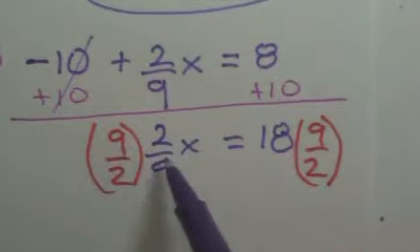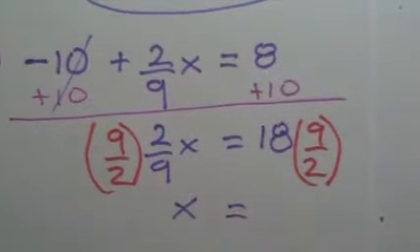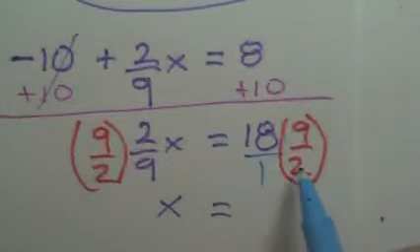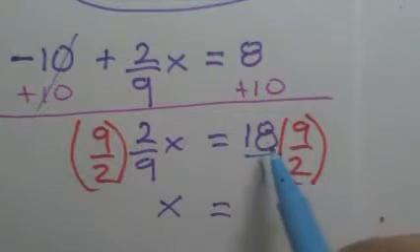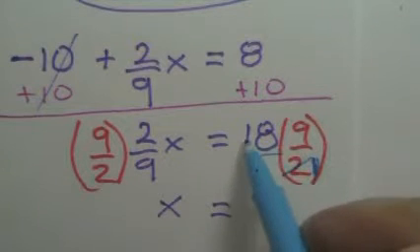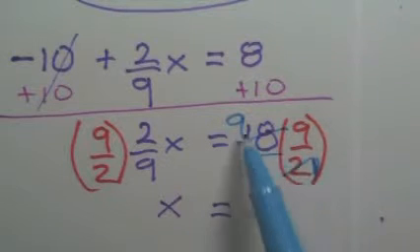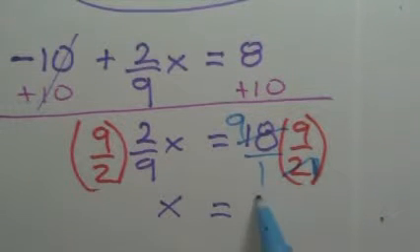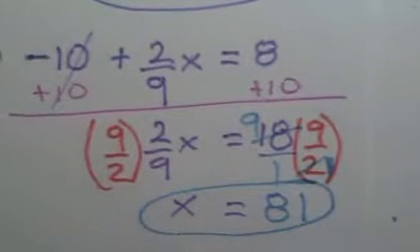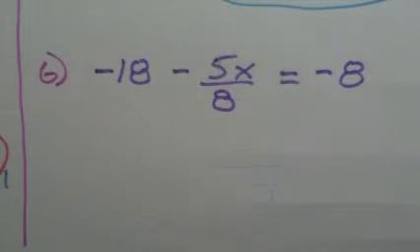Okay, so all this reduces to 1, and you're left with just x. And on the right side, you could think of that as a 1 underneath. 2 will go into 18. 2 goes in once, and 2 goes into 18 9 times. So now all you have left is 9, 9, 1, 1. 9 times 9 is 81. There's your answer. Okay, this is our last example.